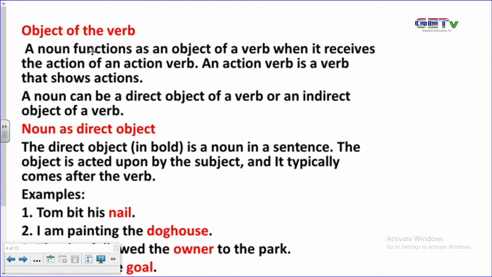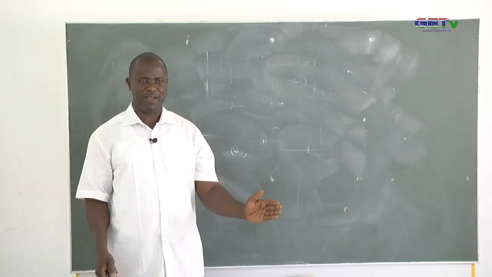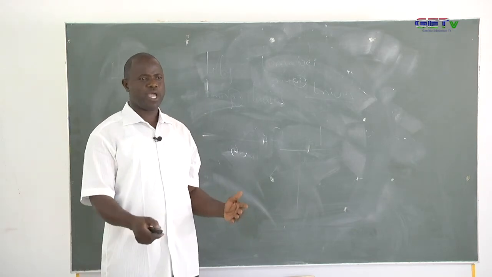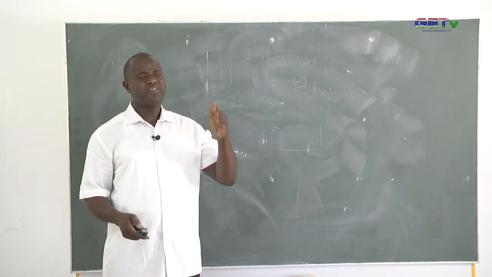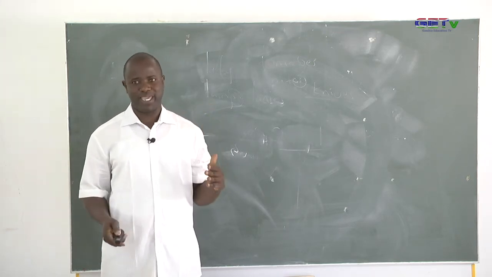We move on. Object of the verb. A noun functions as an object of a verb when it receives the action of an action verb. An action verb is a verb that shows action. A noun can be a direct object or an indirect object of a verb. So a noun functions as object when it suffers the action of the verb done by the subject. You were told earlier that the subject performs an action. What receives the action is what we call the object.